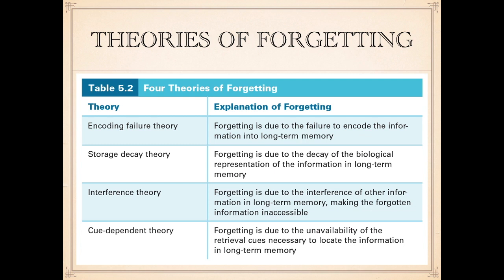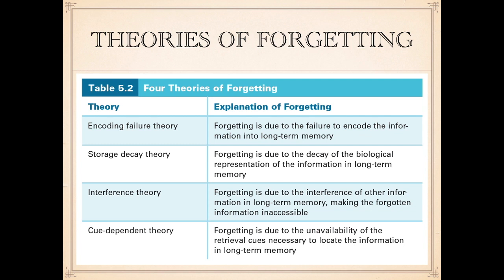The third theory of forgetting is interference theory. Interference theory states that forgetting is due to the interference of other information in long-term memory, making the forgotten information inaccessible. This often happens when you have information similar in category. For example, if I gave you a list of mountains to remember and then gave you a list of rivers, then asked you to recall the list of mountains, you may have difficulty because the nature of the information was so similar. It interferes with your memory even though the information was still processed.